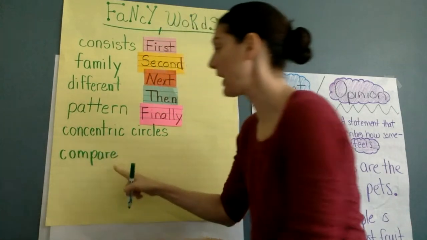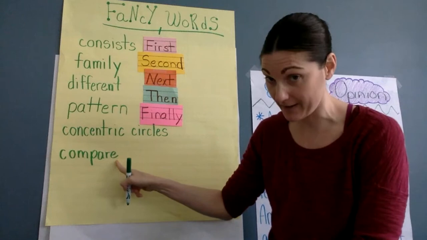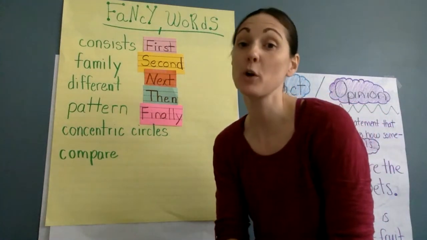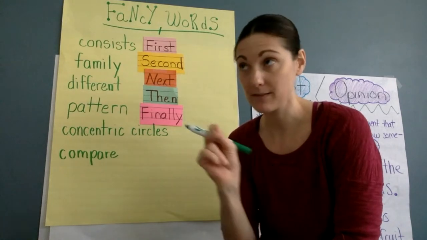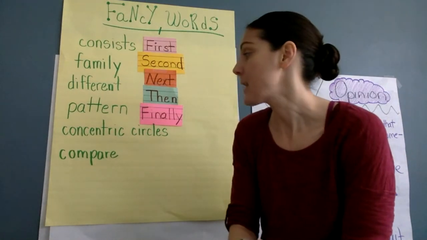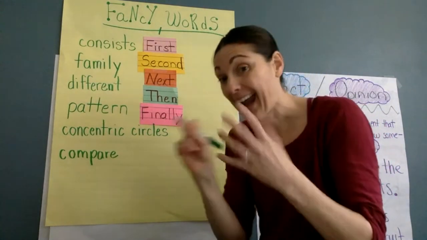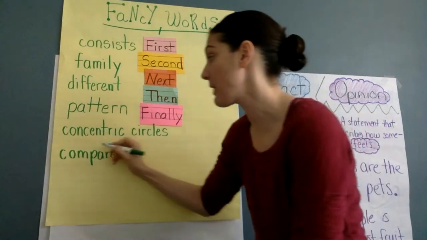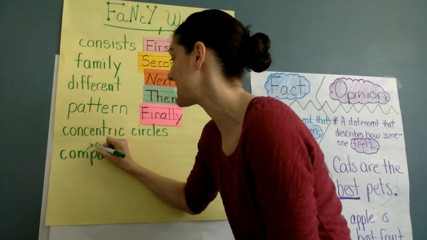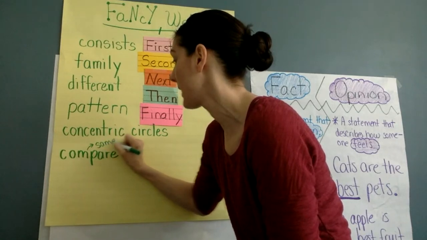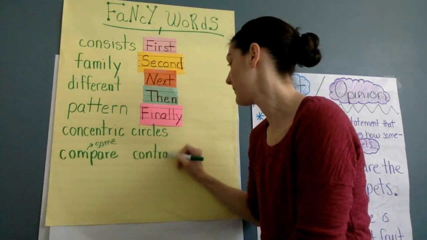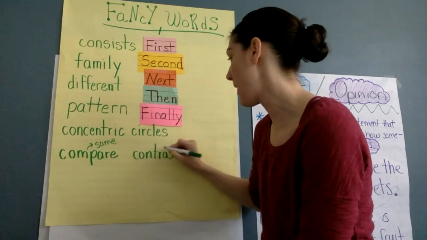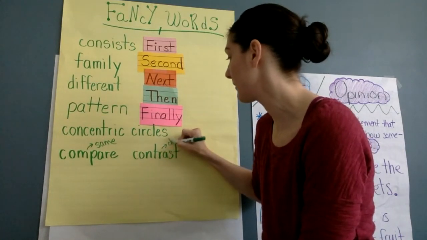Now when we compare things, we look for the similarities. I'm also going to write the word contrast up here because when we were doing our Venn diagram in the last week or so, we compare and contrast things. So compare, we think about what's the same. And when we contrast, we think about what's different.